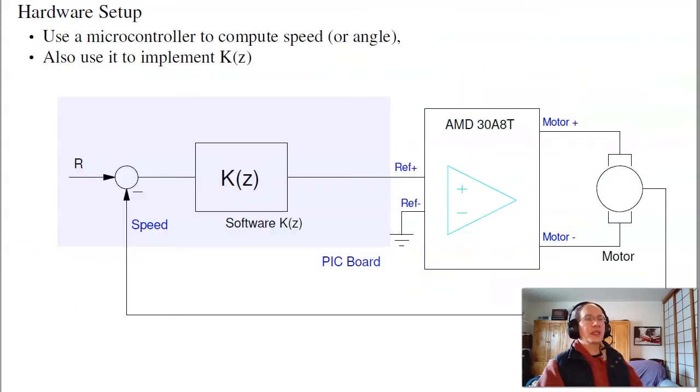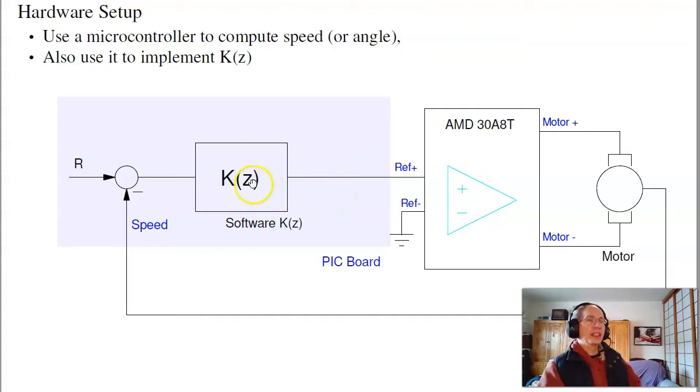Now, again, the hardware will be very similar to what we used before. Before, I had a microprocessor measure the speed compared to my set point, output that to an analog output, then used an op-amp circuit to implement a lead or PI compensator that would then drive an AMD 30A8T, basically a big hog of an op-amp that drives the motor. Well, anything I can do in hardware, I can do in software, meaning that rather than building an op-amp circuit to implement my lead or PI compensators, I'm going to do that in software.